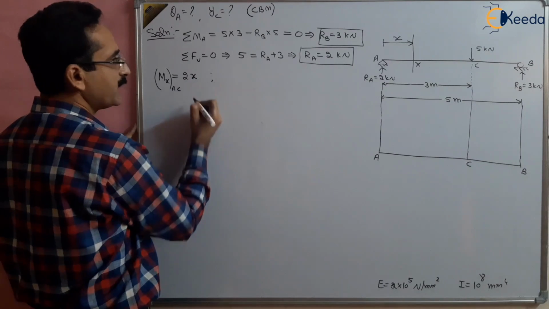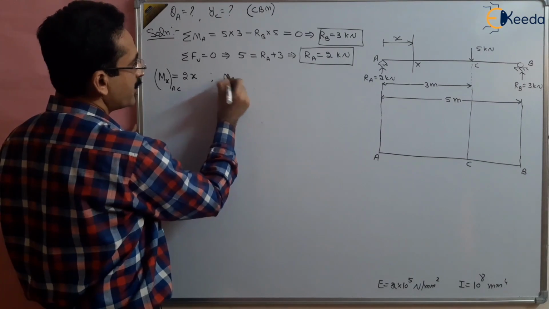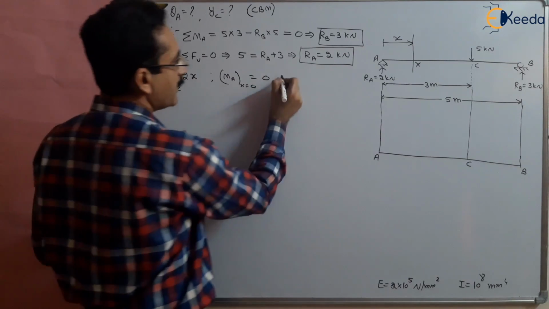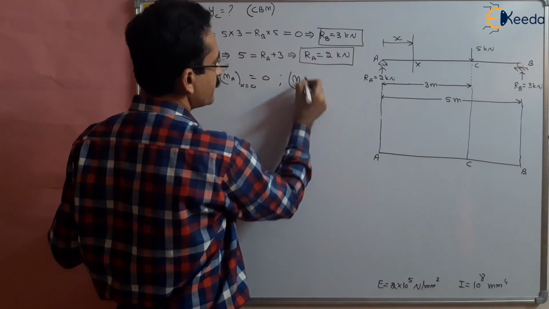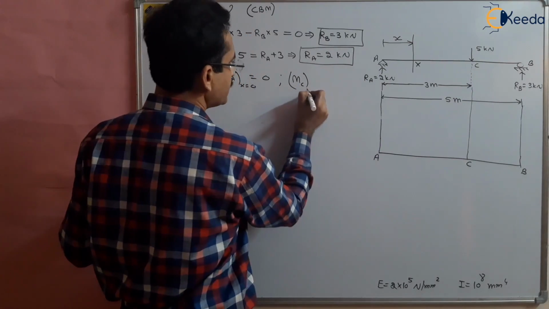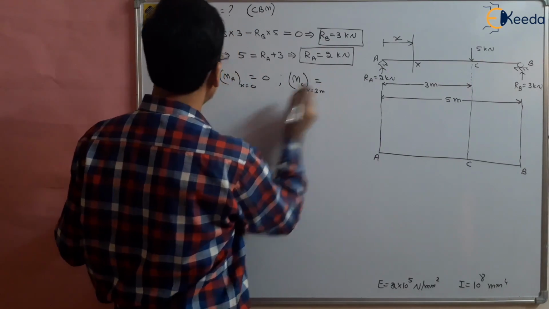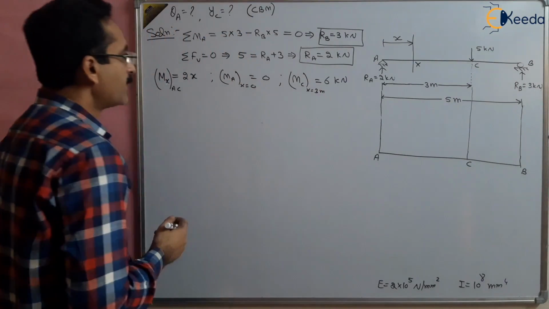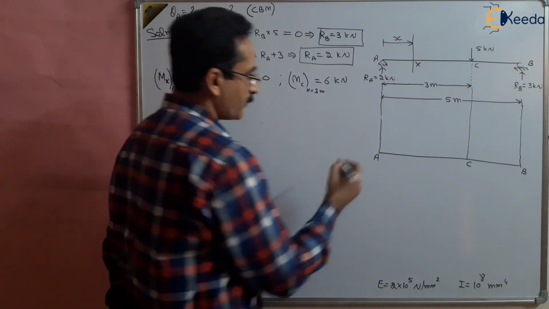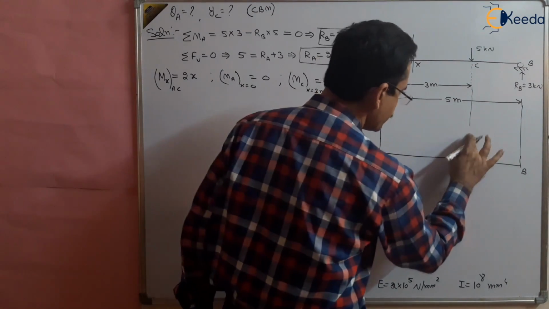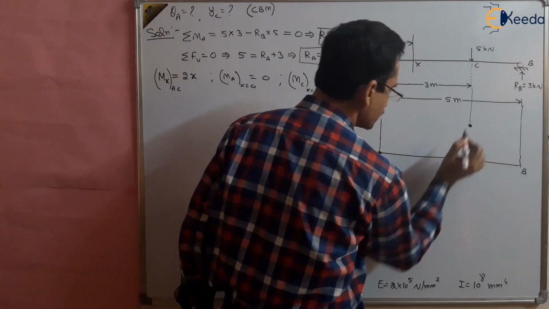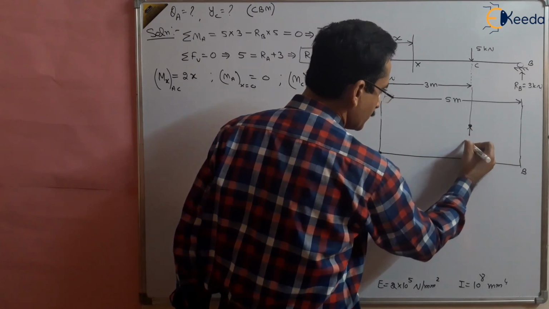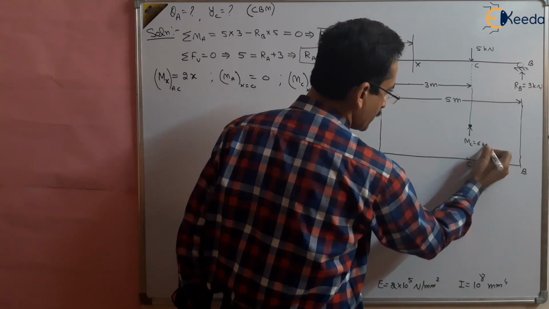If we take the 2 points, MA where x is 0 will be equal to 0 because it is a linear variation, and at point C, where x is equal to 3 meters, this will be equal to 3 times 2, just 6 kilonewton. So now from 0 to 6, say this distance is 6, MC, which is 6 kilonewton meter.